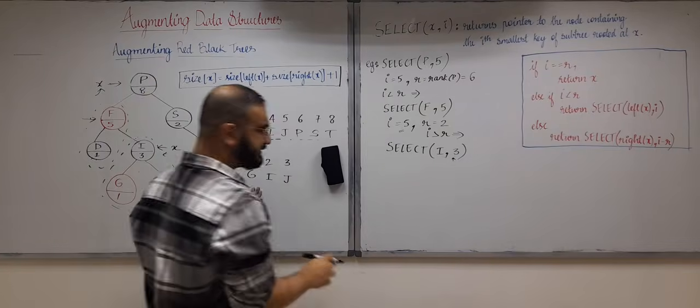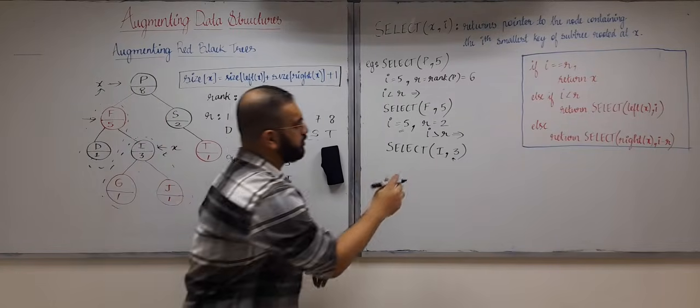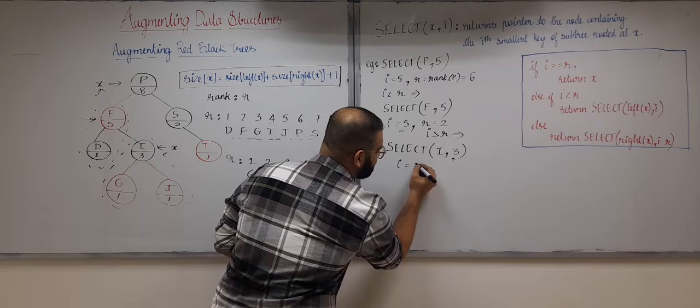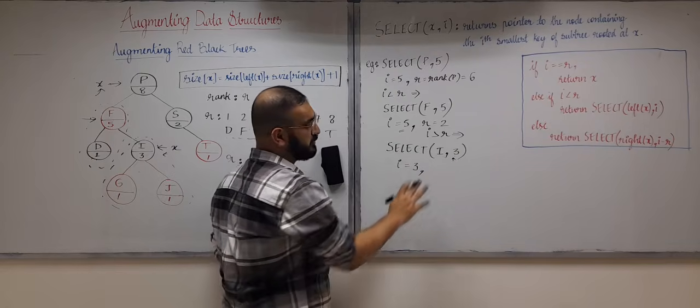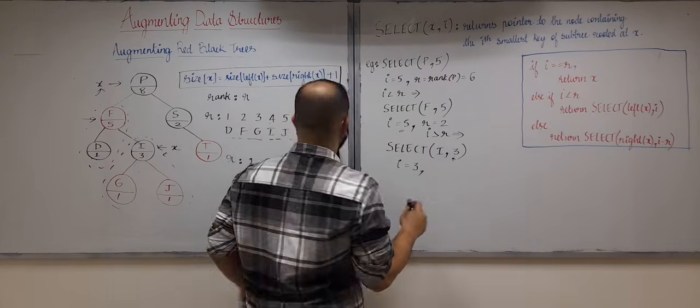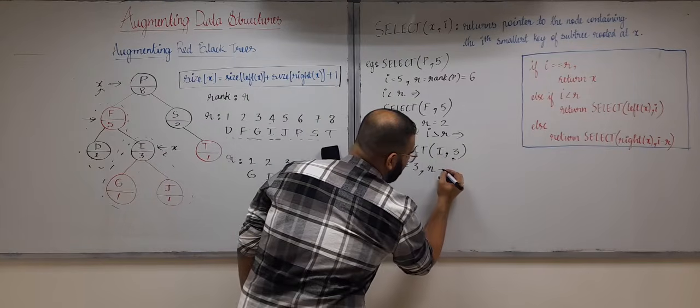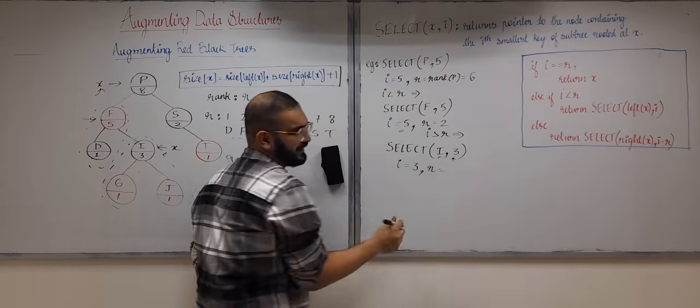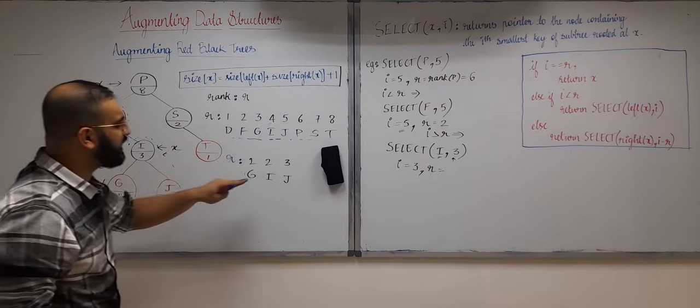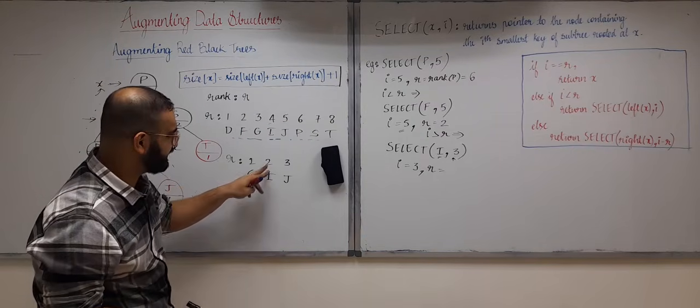So now I'll look at these ranks, right? In this case my i is 3, right? It is no more 5. I'm looking for the third smallest element in this subtree rooted at I. And what is the rank of this capital I, or the node I? The rank of I is not 4, it is 2.